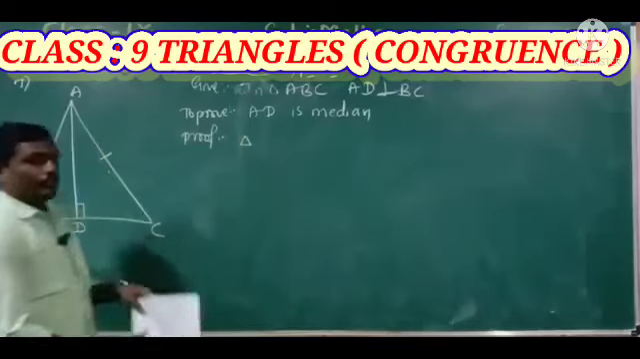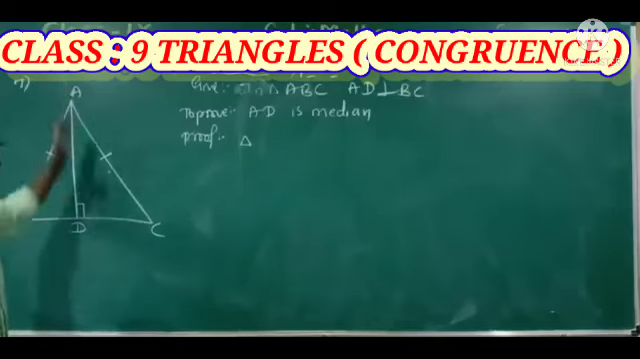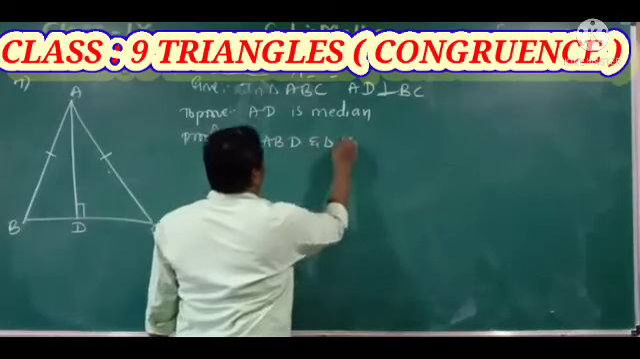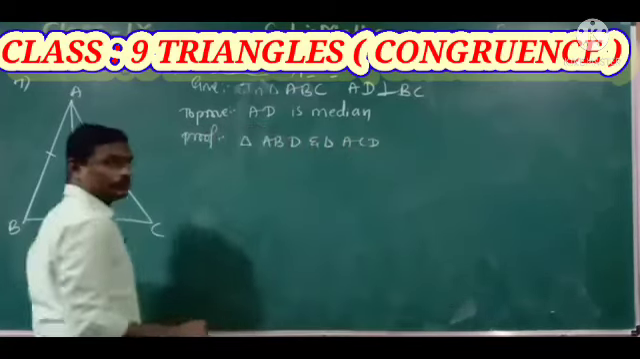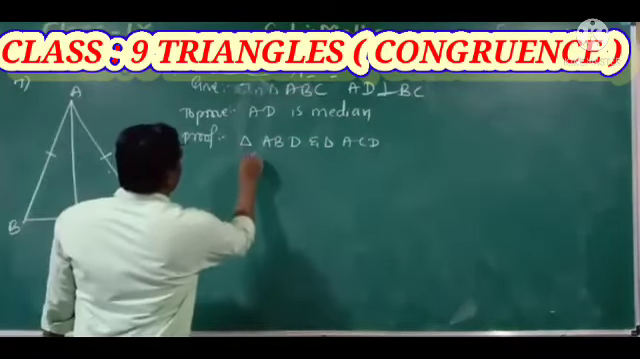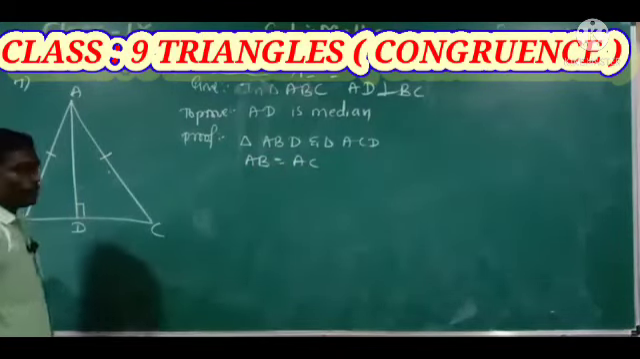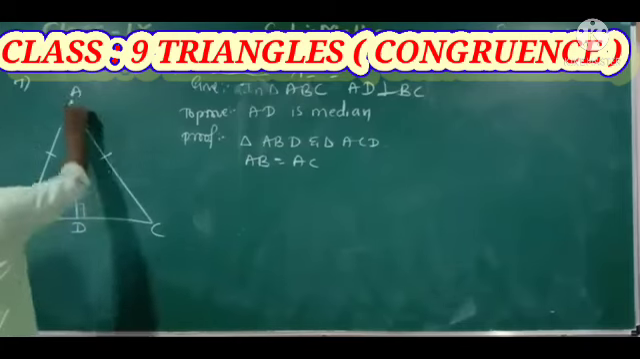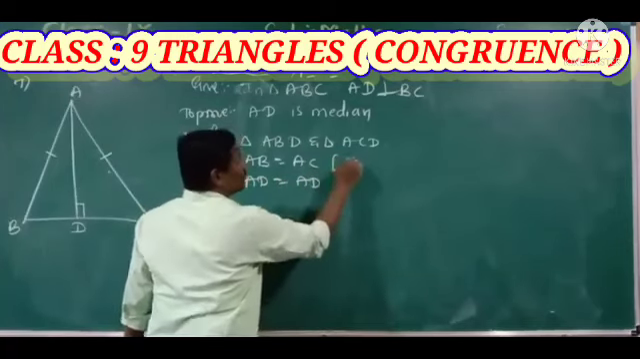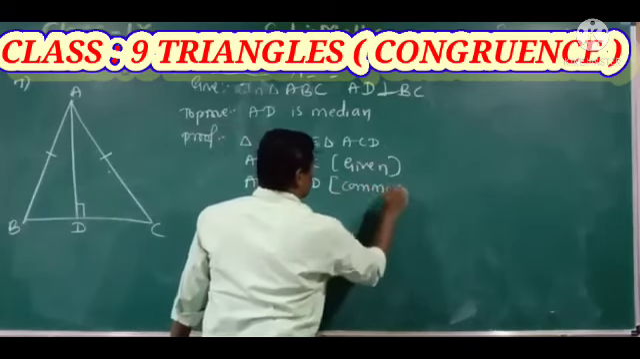Okay. So by drawing this perpendicular line, we get two triangles. What are the two triangles? Triangle ABD and triangle ACD. In triangle ABD and triangle ACD, AB is equal to AC. They are already given here. Next one, AD is equal to AD. This is a given thing, and AD is a common side for the two triangles.